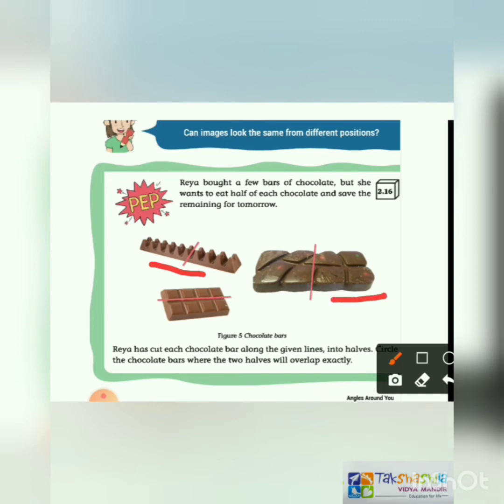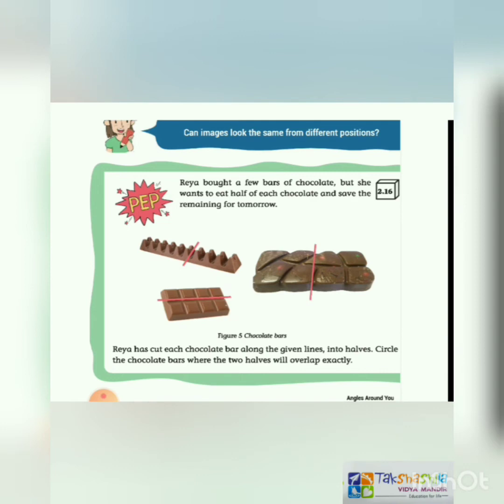See the next chocolate bar, in this the shapes are different, so it is also not a symmetrical object. But see the next one, here we are getting equal halves by using the line of symmetry, right? So here circle the chocolate box where the two halves will overlap exactly. So which one do we have to circle? Yes, the third one only we have to circle.